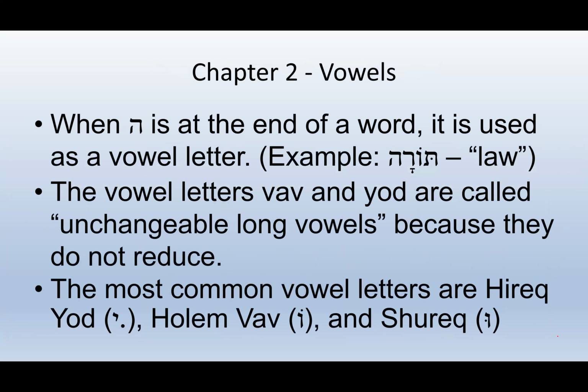When hey is at the end of the word, it is used as a vowel letter. For instance, Torah. Here's our ah. And that means law. Torah means law. The vowel letters Vav and Yod are called unchangeable long vowels because they do not reduce. The most common vowel letters are the Hirik Yod, the Holam Vav, and the Shurik. Those are the most common ones.